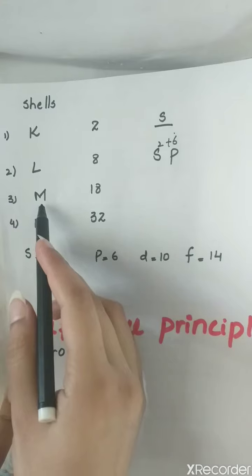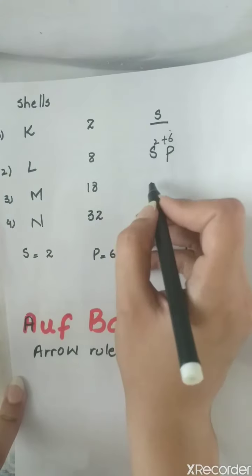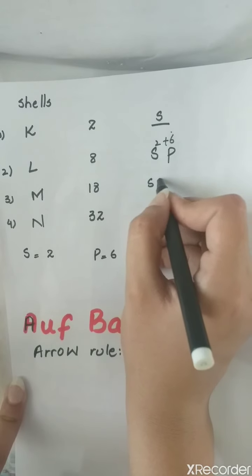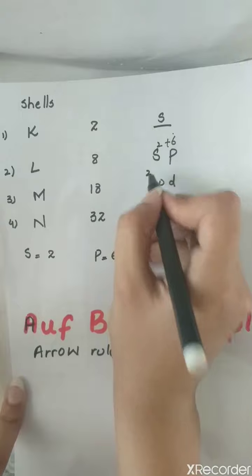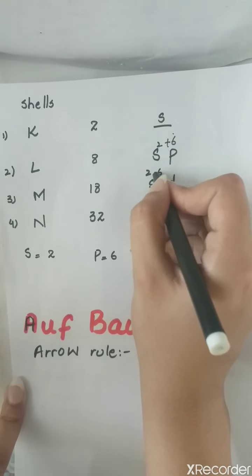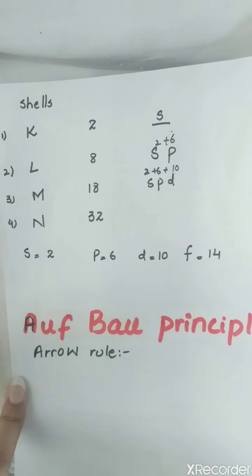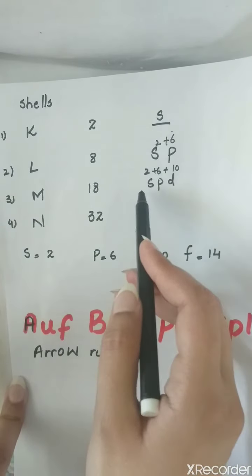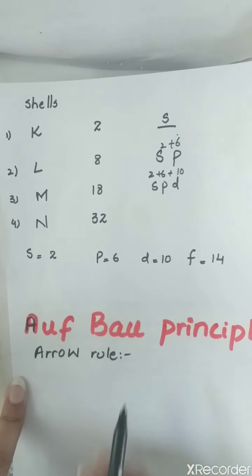Now look at the M shell. M shell can accommodate 18 electrons. How many subshells will come in it? S, P and D as well. How? S is having 2 electrons. You can see P is having 6 electrons. Add them, and D is having 10 electrons. So if you add them, you'll get 18. So because of the 18 electrons, you can add S, P and D, 3 subshells in the M shell.